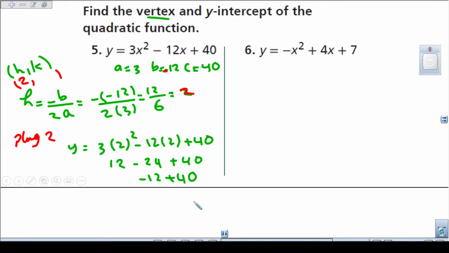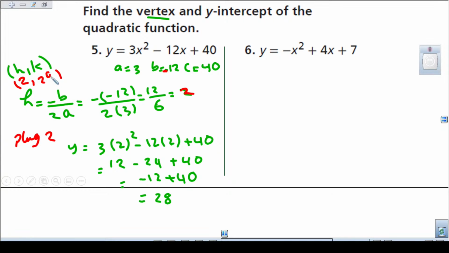Can somebody find this for us? Basically, you're asking 40 minus 12 is how much? 40 minus 12. 28. Are you sure? Well, let's check it out. 28. I got 28. So I've got 28 here. This guy equals 28. So the y part of it, which is again the k, is 28.